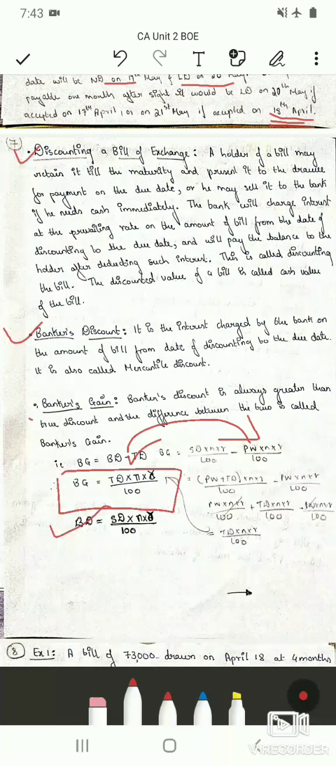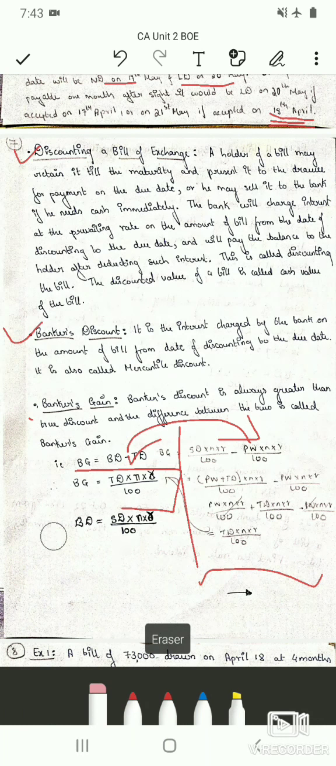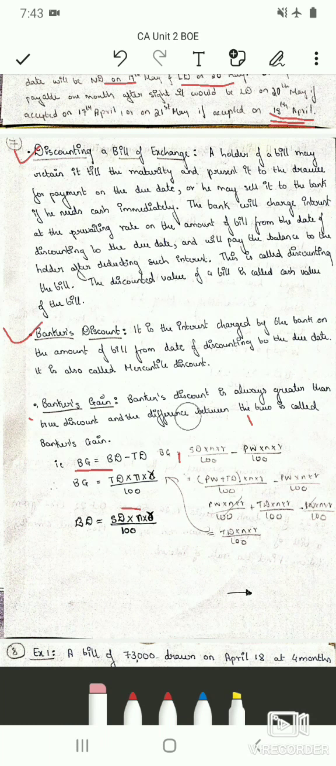How we got this formula I have solved here. It is not a part of the syllabus, but if you want to know, then it is over here. I have substituted both the formulas in this equation, and then solved it, and we will obtain banker's gain as true discount into N into R by 100. So banker's gain is nothing but interest on true discount.